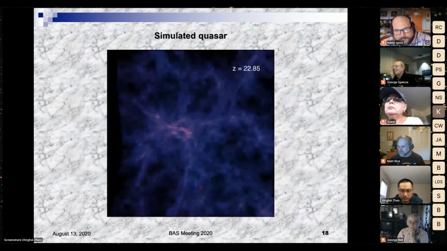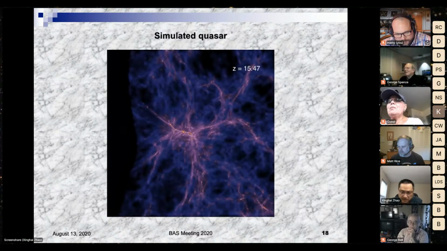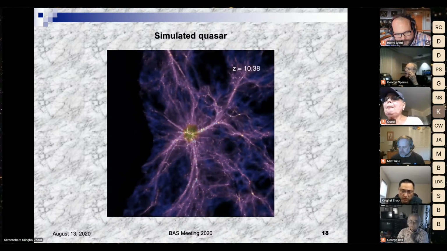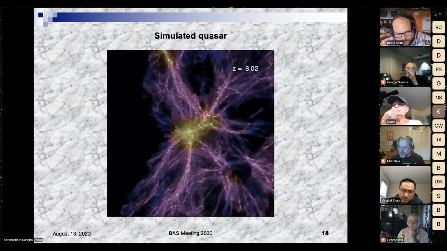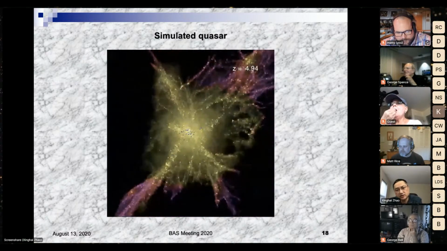Again, I just want to show you. The color here means temperature. The circles here are the black holes we formed. We pin our central black hole at the center of the simulation. The yellowish color means the hot gas due to the feedback by the central black hole.